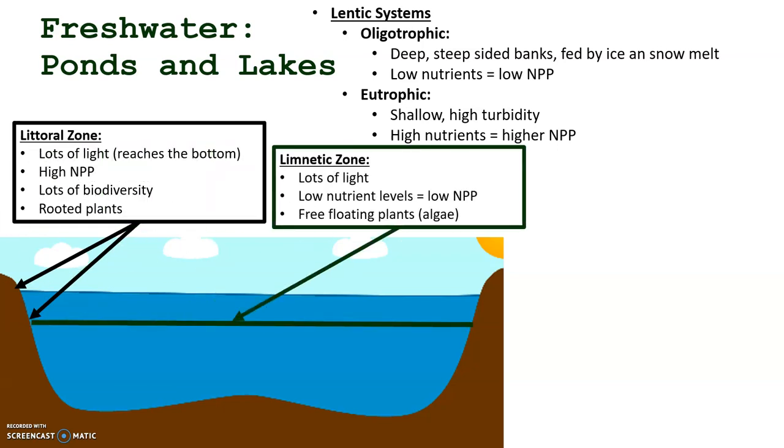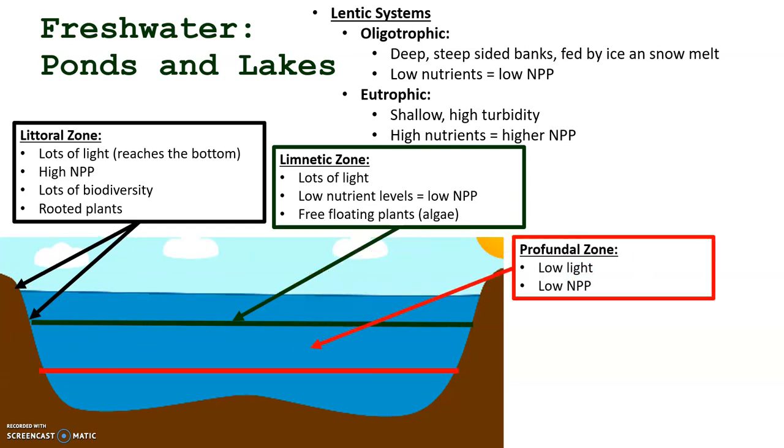The limnetic zone is in the middle. There's lots of light, low nutrient levels, and it has to be free-floating plants. So this is where your algae is located because it can't anchor itself. Then we have the profundal zone, which is below that limnetic zone. Low light and low net primary productivity. Low light is going to lead to that low productivity.